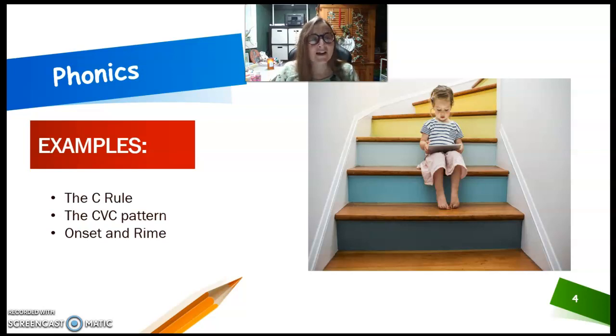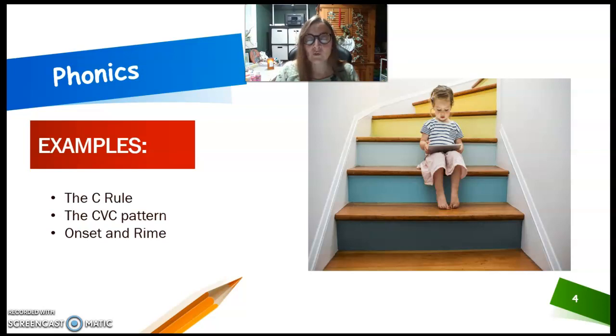The next example I have is the CVC pattern. When a vowel comes between 2 consonants in a syllable, it usually represents what is referred to as a short vowel sound. Some examples for CVC words would be rat, fan, pet, pan, and wig.